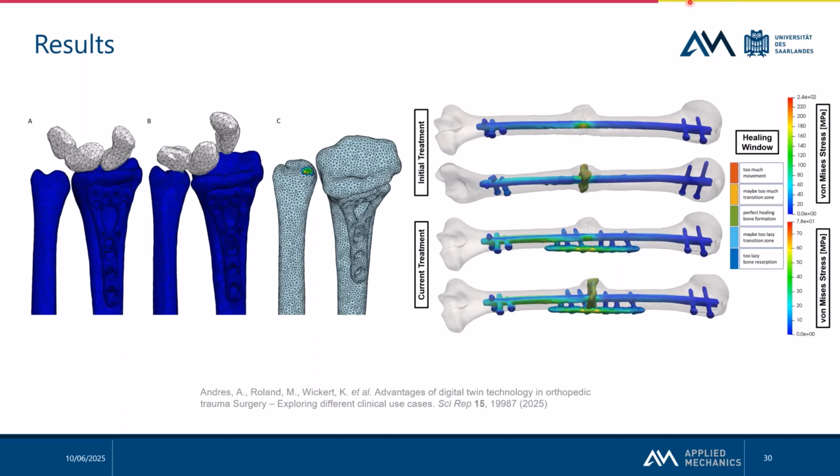Here we have a case with an initial treatment and then the adaptive plating, and how it influences the fracture and also the whole von Mises stress of the implant.